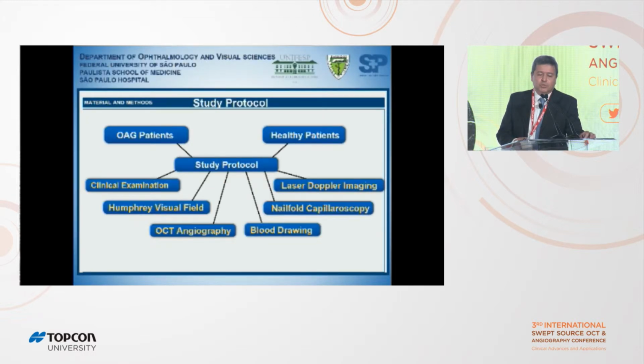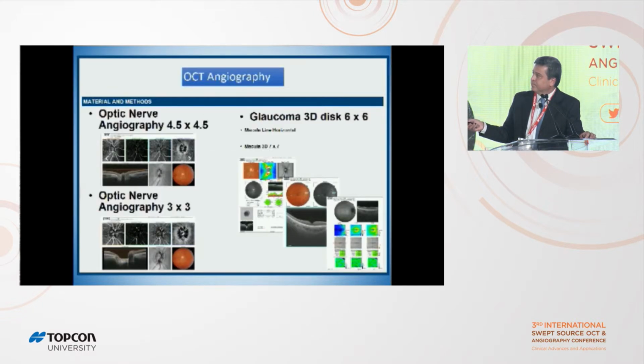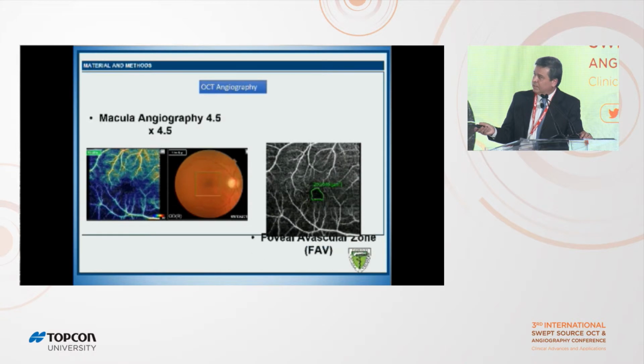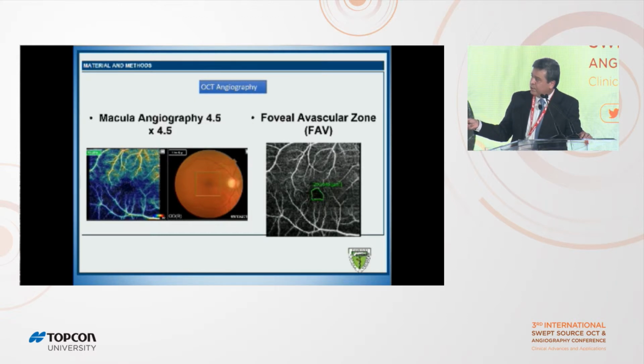This is our study protocol. We tried to do almost all clinical and imaging exams and functional evaluation of the optic nerve. And also we performed some rheumatological exams like laser Doppler imaging, nailfold capillaroscopy, and also some blood studies. This is the OCT angiography protocol for the optic nerve head, and this is what we performed for OCT angiography for those glaucoma patients. We tried to measure the foveal avascular zone. The person who was in charge of making the measurements was masked to which group the patient was in.